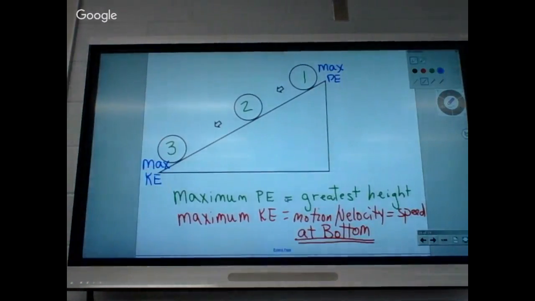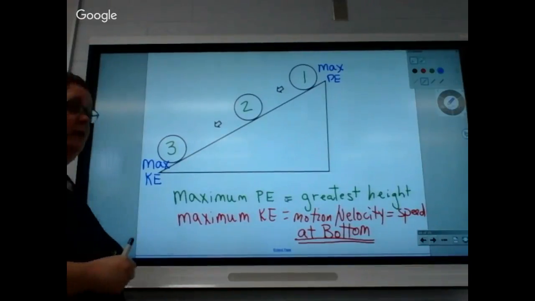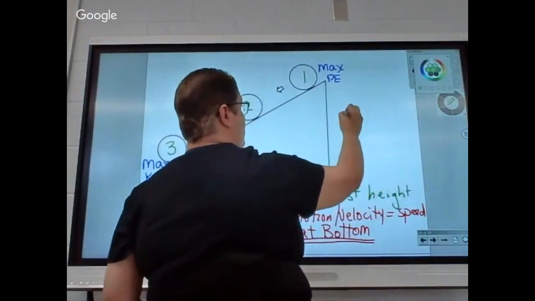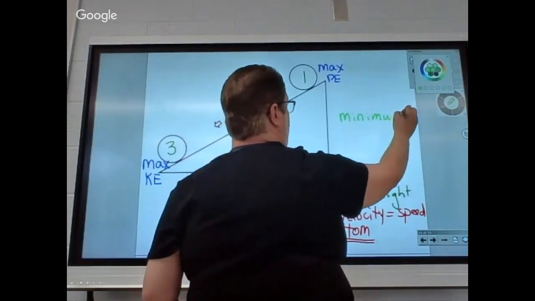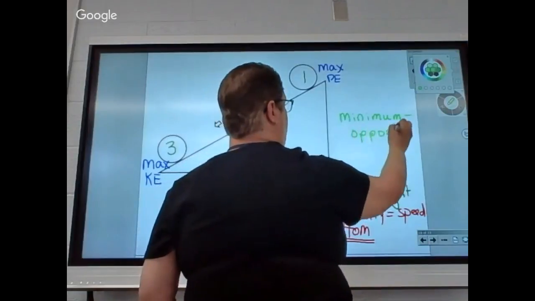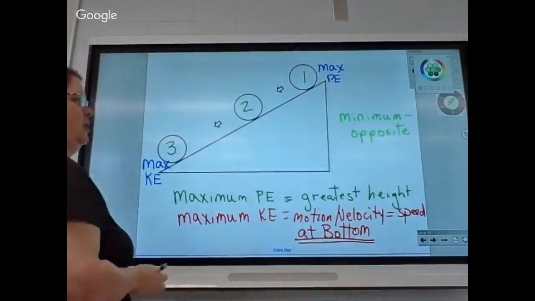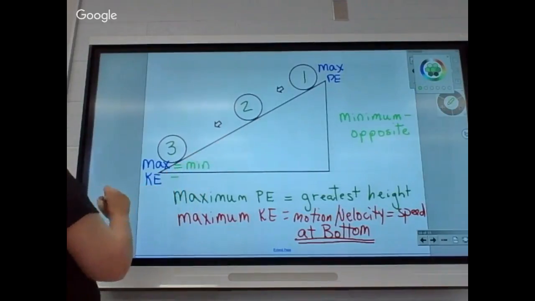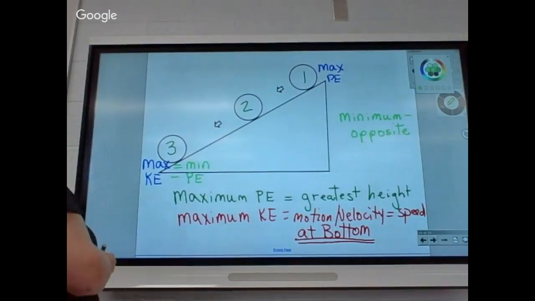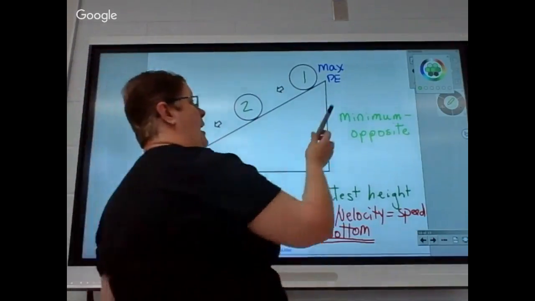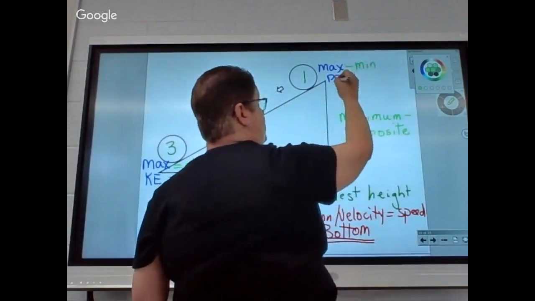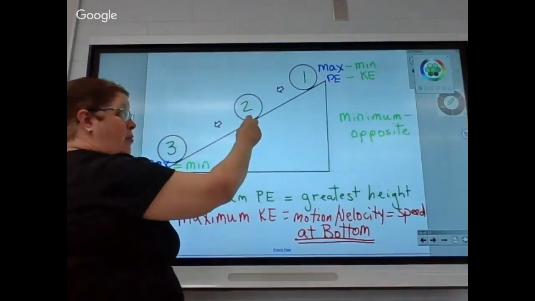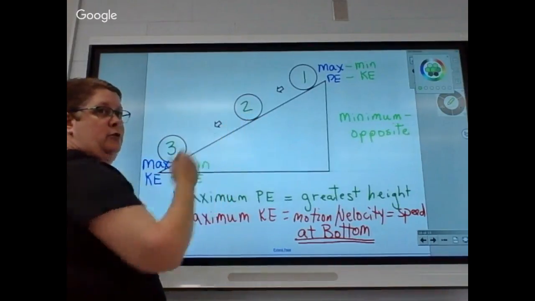Now, if we want to talk about minimums, sometimes they'll ask for minimums. They're the opposites. So if I say minimum potential energy, minimum is just going to be the opposite. So if this is max, that's minimum. What's the opposite of kinetic? Potential. So that would be the minimum potential because it has the lowest height. If this is maximum, that's minimum. What's the opposite of potential? Kinetic. Now, this is in the middle. Is the middle point ever anything? No.